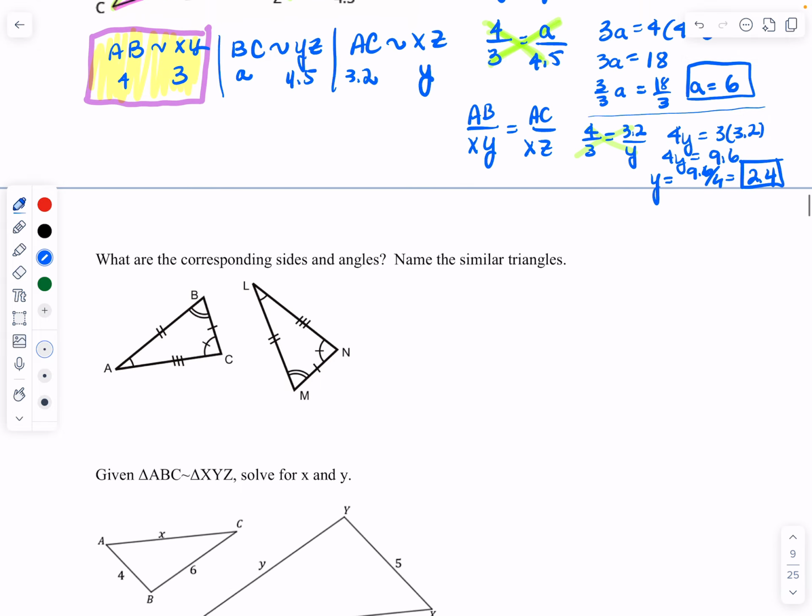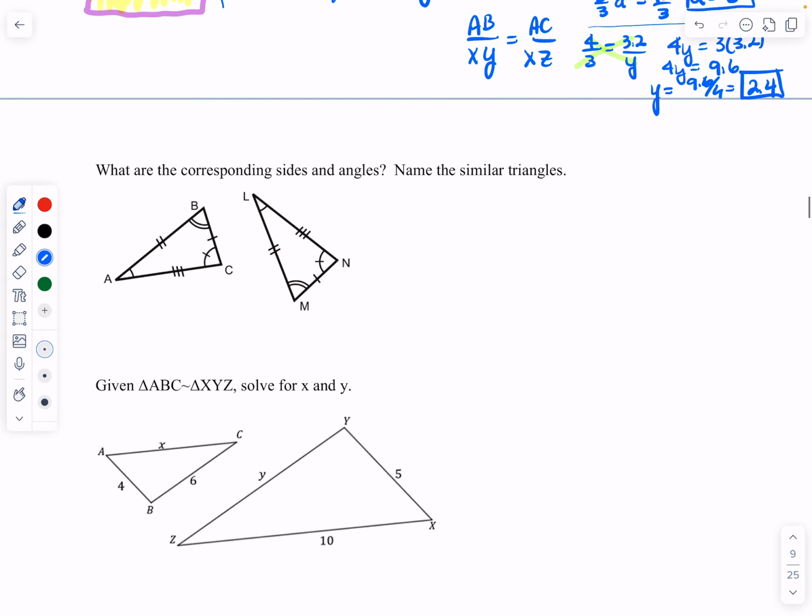All right, so what are the corresponding sides and angles? Name the similar triangles. Okay, so let's look at this. If you notice that side AB has 2 little lines. I'm going to look for the 2 lines on the other one, and I see that it's LM. Okay, so side AB is similar to LM.